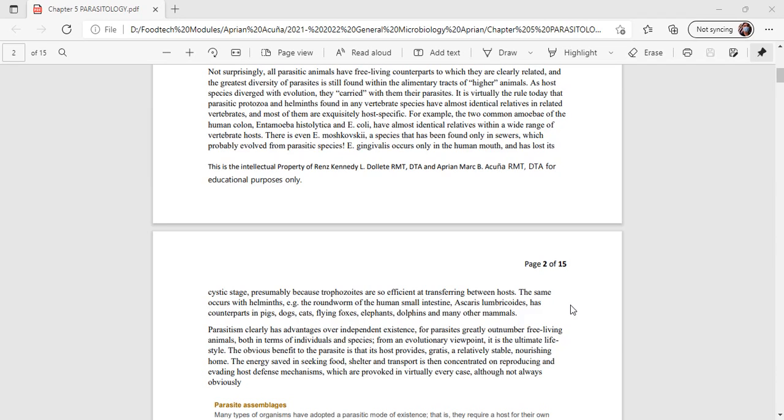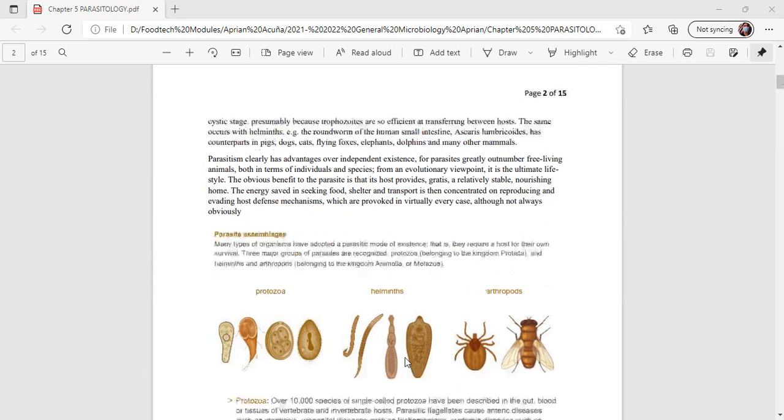Your parasitism clearly has an advantage over independent existence. Your parasites greatly outnumber free living animals, both in terms of individuals and species. From an evolutionary viewpoint, it is the ultimate lifestyle. The obvious benefit to the parasite is that its host provides a great and relatively stable, nourishing home. The energy saved in food seeking, also sa shelter kag transport, is being concentrated on the reproduction sang mga parasite kag pag-invade sa host defense mechanism, which all provoke in virtually every case, although not always obviously.